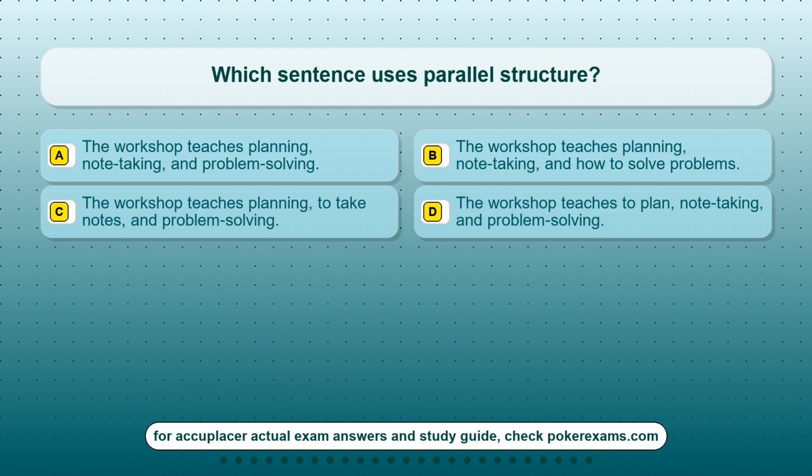Question 8. Which sentence uses parallel structure? Option A. The workshop teaches planning, note-taking, and problem-solving. Option B. The workshop teaches planning, note-taking, and how to solve problems. Option C. The workshop teaches planning, to take notes, and problem-solving. Option D. The workshop teaches to plan, note-taking, and problem-solving.